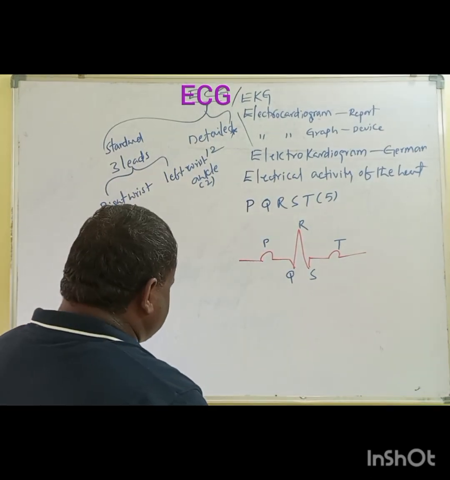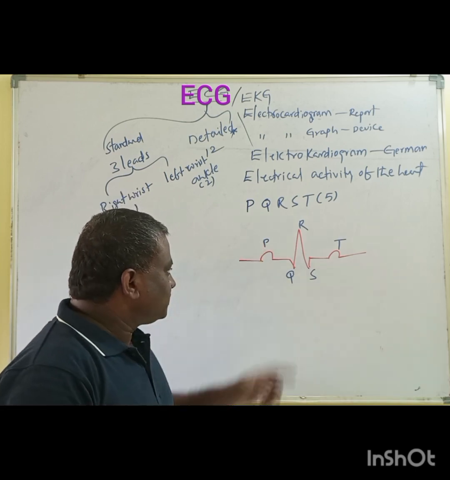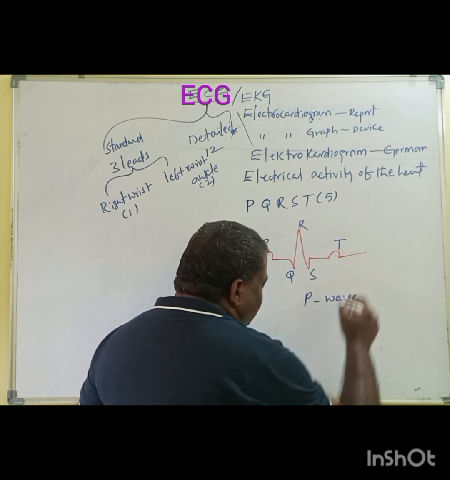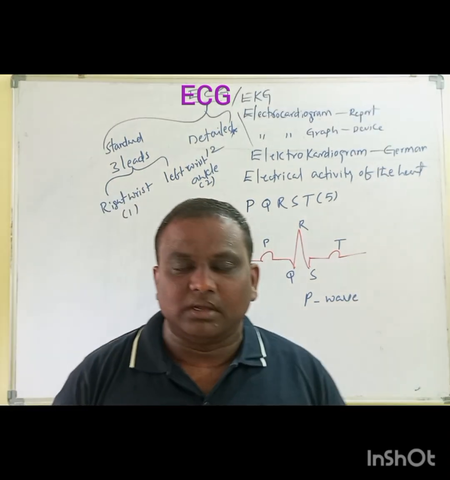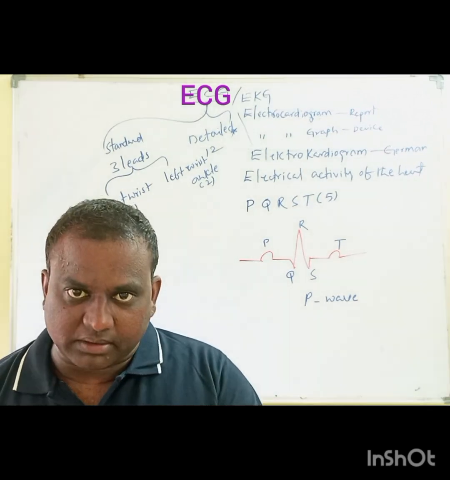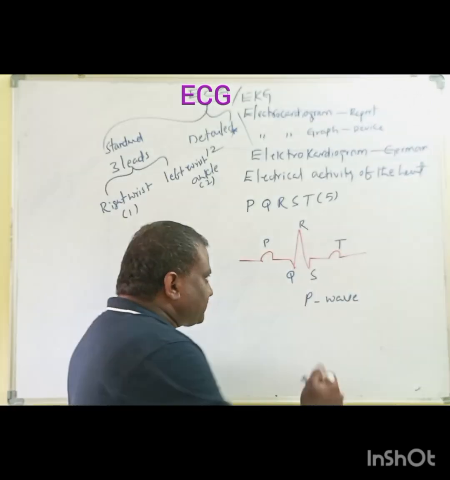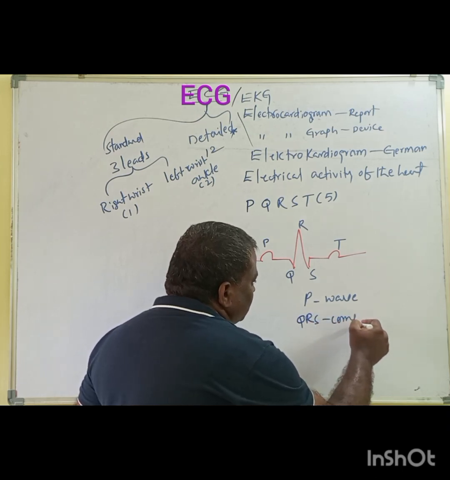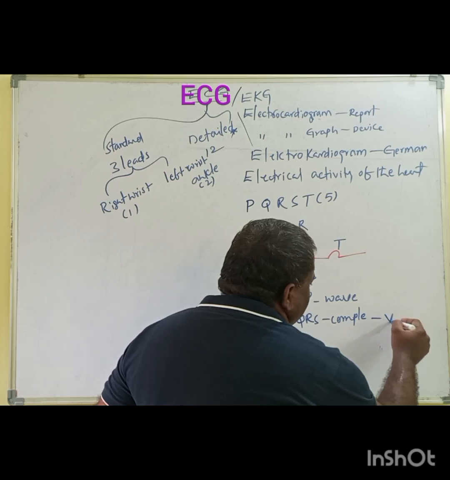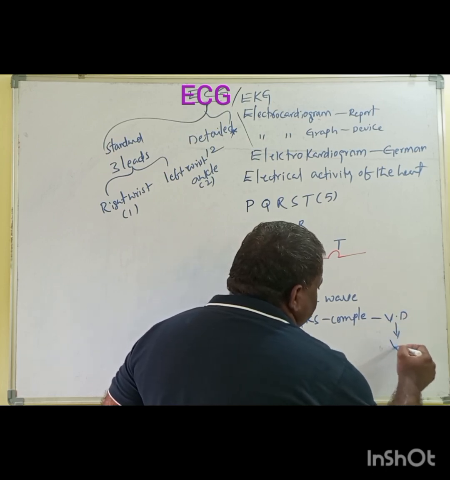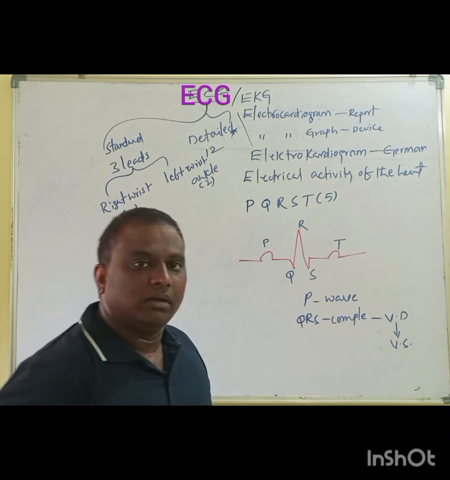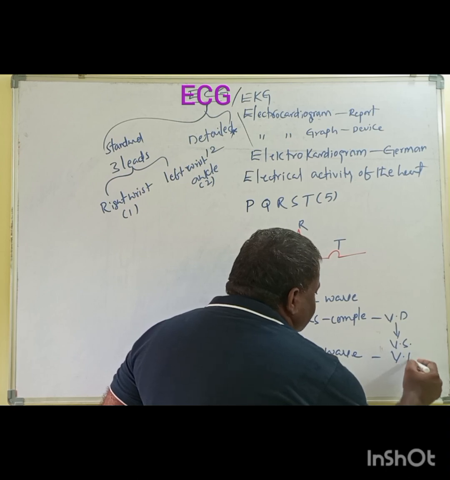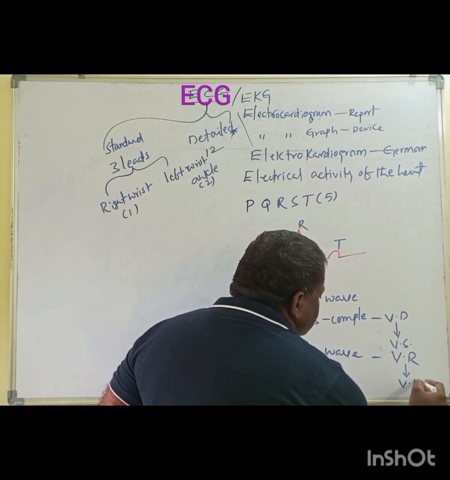The P wave represents atrial depolarization, which leads to atrial systole or atrial contraction. The QRS complex represents ventricular depolarization, which leads to ventricular systole or ventricular contraction. Whereas the T wave represents ventricular repolarization, which leads to ventricular diastole.